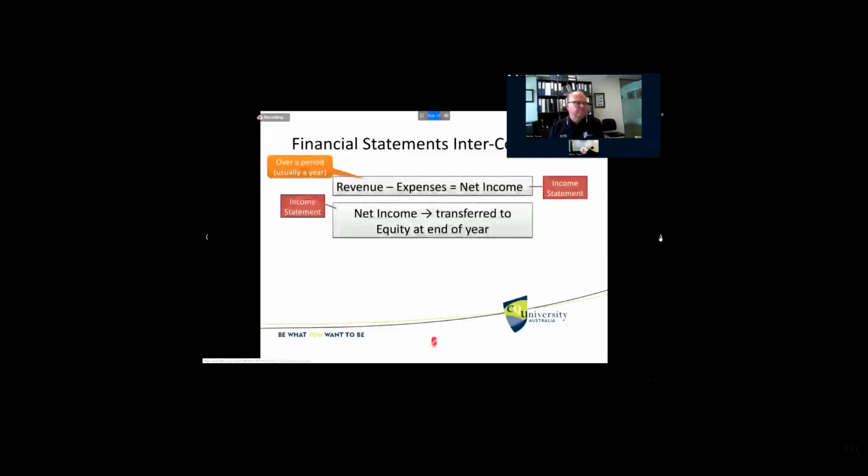This is usually over a period, usually a year, where we calculate revenue less expenses. It can be other periods. And that's in the income statement. That's what you're seeing in your firm's income statement. Revenue less expenses equals net income.